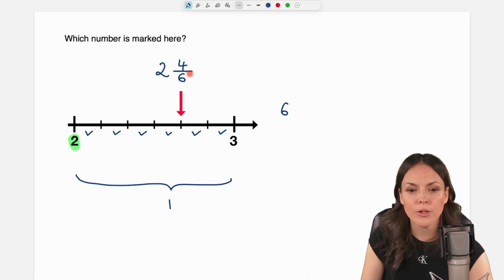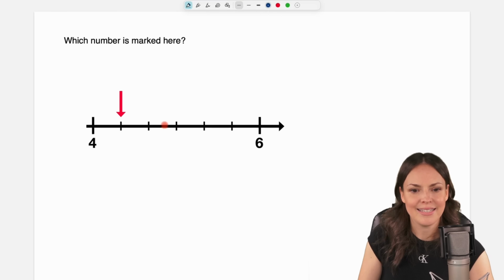But this is my number, but I can reduce this fraction a little bit more, so I have 2 and both numbers are even, so I can divide by 2. 4 over 2 equals 2. 6 over 2 equals 3. And this is my number at this point of the number line here. Last example.